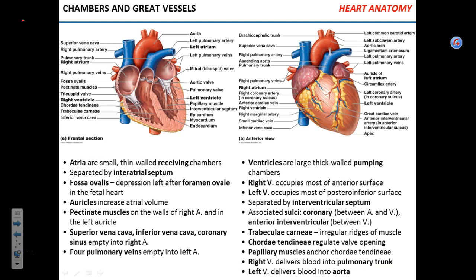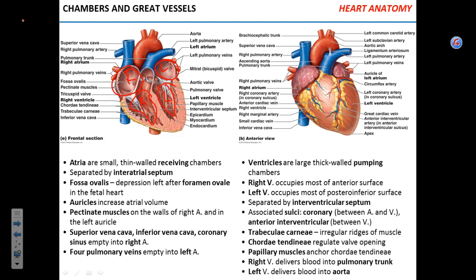So we talked about the anatomy of the heart, right? So we got two receiving chambers, right and left atria, okay? Two pumping chambers, delivering chambers, right ventricle and left ventricle.